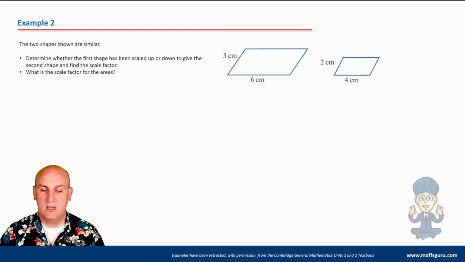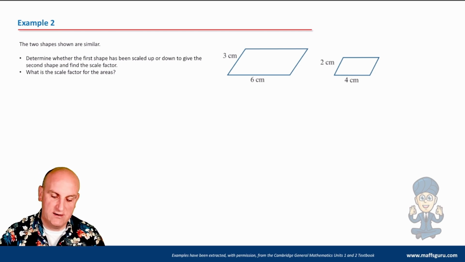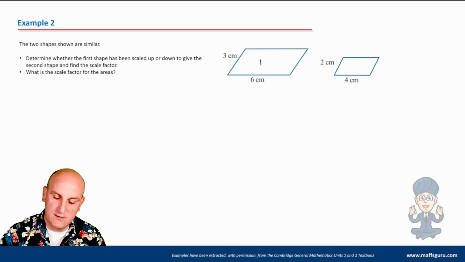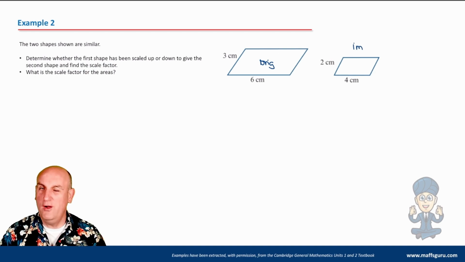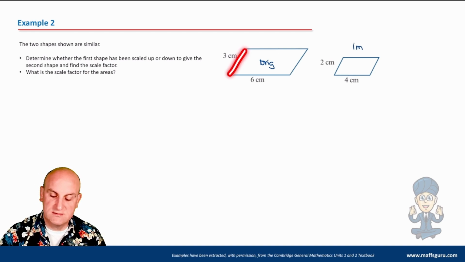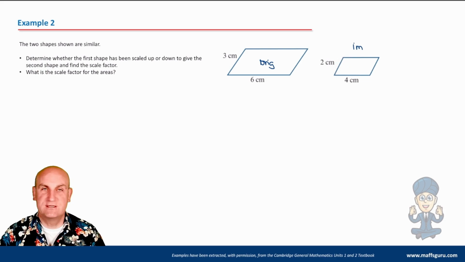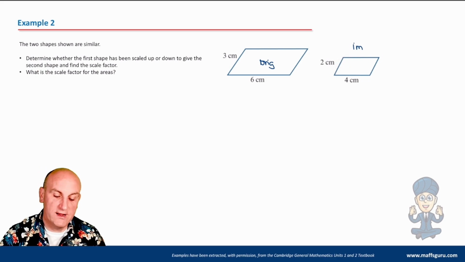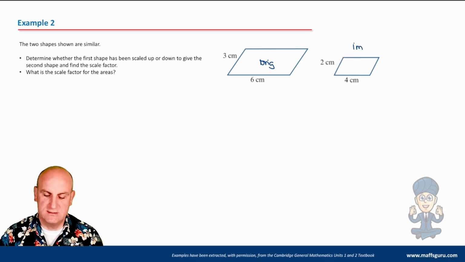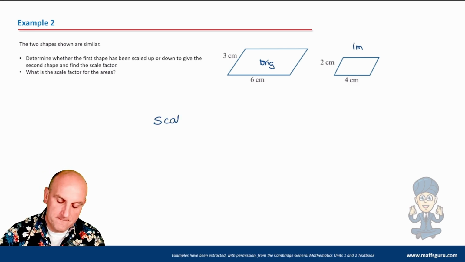Now, here is a small curveball, and I said to be careful. The two shapes shown are similar. Determine whether the first shape has been scaled up or scaled down to give the second shape and find the scale factor area. So obviously the first shape here is my original and this here is my image. Well, hopefully everyone knows that if that starts as 3 and goes to 2, it's got to be scaled down. So I'm not even going to write that because that's just insulting my intelligence. Let's find the scale factor.